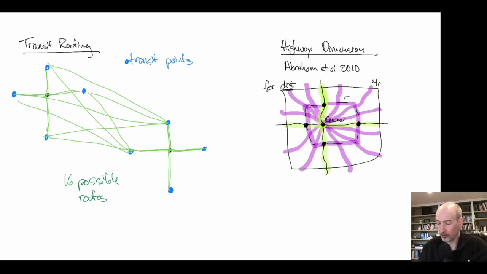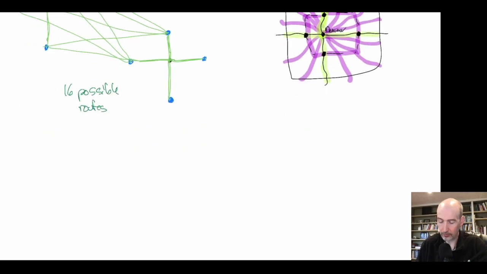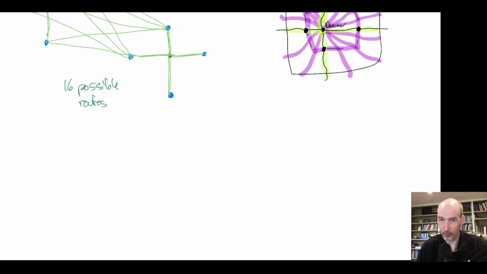Okay, so let's just start out by writing this down formally. So what are we computing? The computation is I want the min for some i and j, where i and j are going to be all my transit points. And so I want the min, so this is the transit routing.